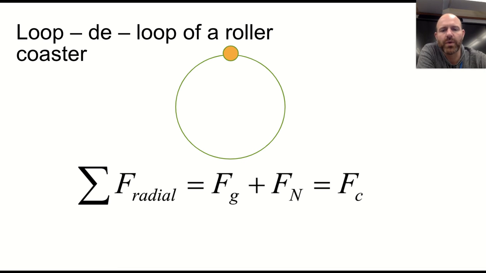The loop-the-loop of a roller coaster, if you're going up and around and around. At the top, the normal force from the track pushing down on the cart or the object is going to be pushing together with the force of gravity to get the centripetal force.